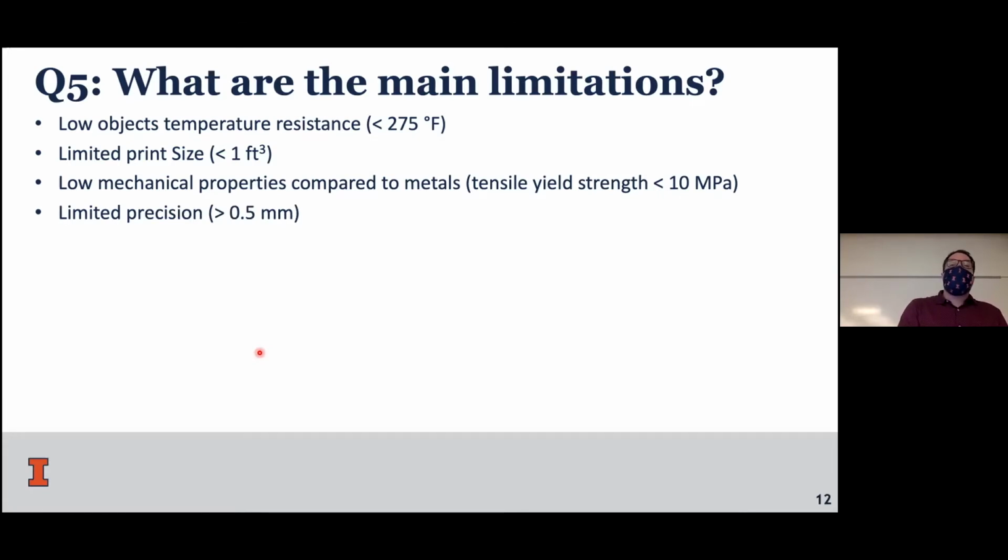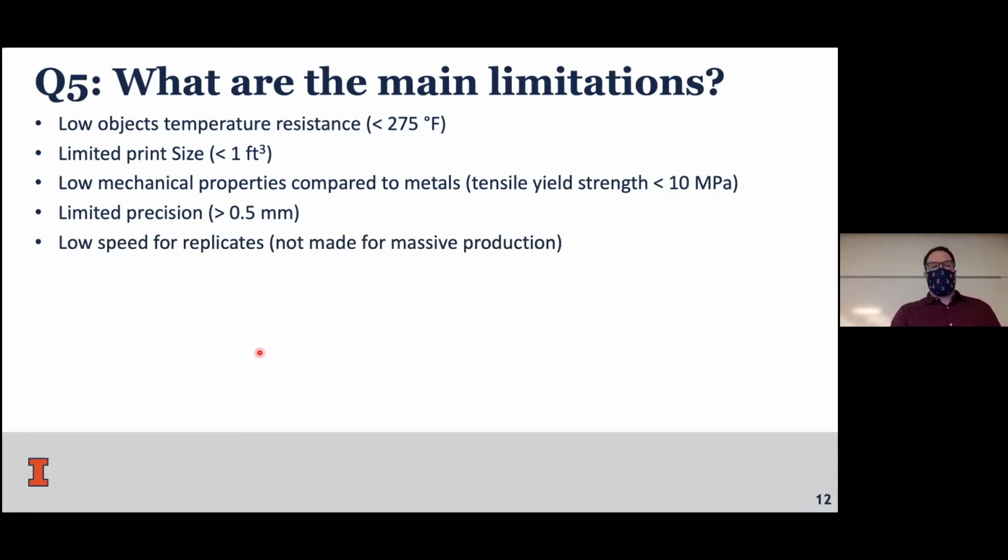Precision is pretty limited. I'd say smaller than 0.5 millimeter, you cannot reach that accuracy. So if you want really small details in your print, it's not something you can necessarily reach. Otherwise, you need to get smaller printers with better accuracies, but it's still something that's difficult to get.